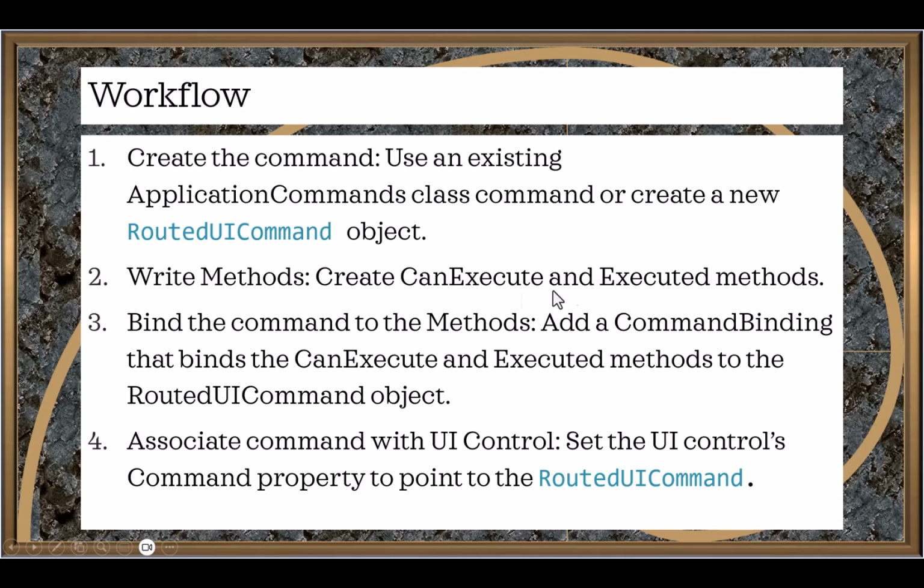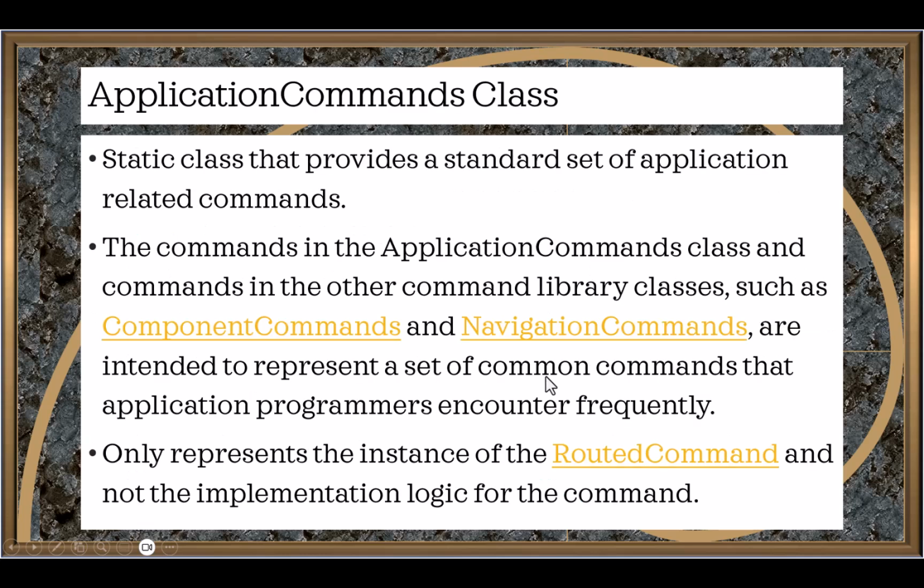And then you write some methods. You need to write CanExecute and Execute methods to make a command. And then you bind those methods by adding a command binding that binds the CanExecute and Execute methods to the routed UI command object. Okay, so this is going to make a lot more sense when we actually do this. And then once we have that command created, we can associate that command with the UI control. So in our case, we're using it with menus. You can also use it with regular buttons, but we're using it for the menu.